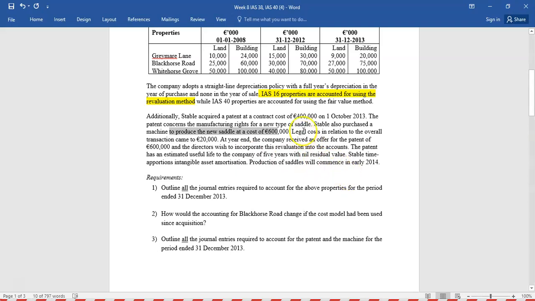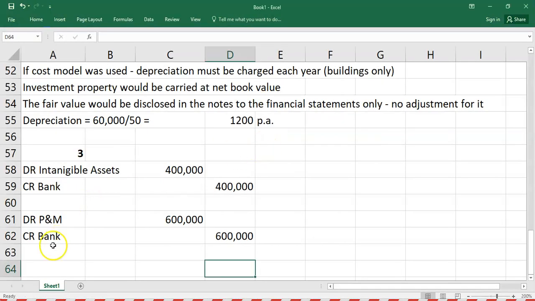What we do have to do though is the legal costs in relation to the overall transaction count to 20,000. Now you kind of have to make a call here as to, well, we know under IAS 38, which the patent falls under, or under IAS 16, which the machine falls under, tangible assets, legal costs are allowed. But legal costs relate to the overall transaction. So some of those legal costs should be attributable to the machine, some of them should be attributable to the patent. So the most logical thing to do is allocate them pro rata. 400 over 400 plus 600, 600 over 400 plus 600. That's a tricky one, just to see what you would do with it.